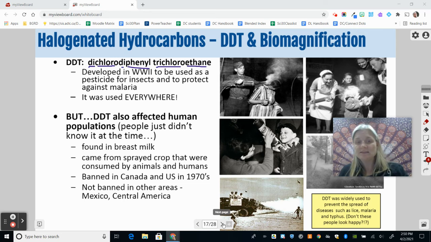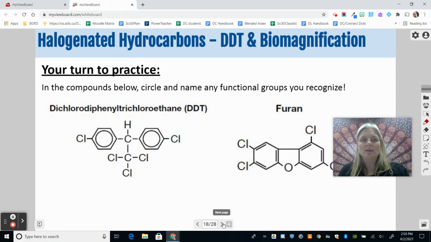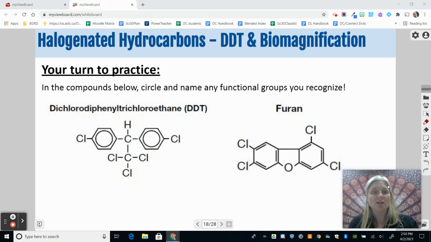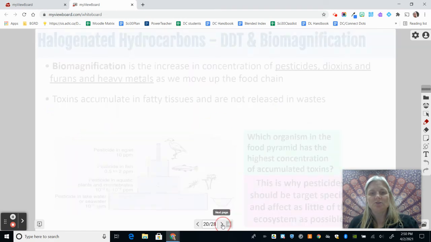So we did ban these in Canada and the US in 1970, but unfortunately they're still being used in some other countries. We're finding them in breast milk and everything too, because they're going up the food chain. Oh, there's the structure of DDT. You can see all the chlorines here and the 2 phenyl groups or benzene rings and chlorine. Anyway, I just want to get to the next page.